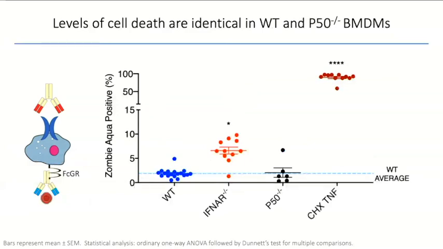Again, for cell death, I am showing you baseline levels of cell death for wild-type and IFNA control cells, as well as a positive control, which is wild-type cells that have been treated with cycloheximide and TNF. Here, you can see that there are no differences in cell death between wild-type and P50-deficient cells, although IFNA-deficient control cells, which are very infected, have significantly higher levels of cell death than wild-type cells.